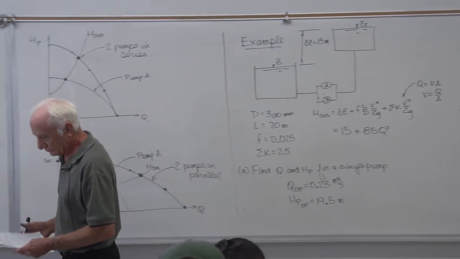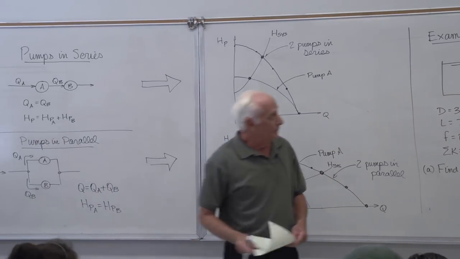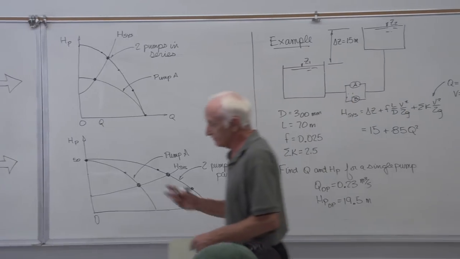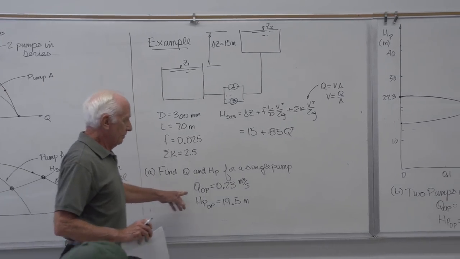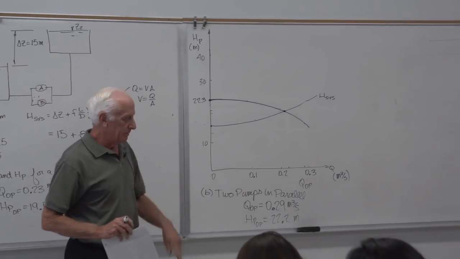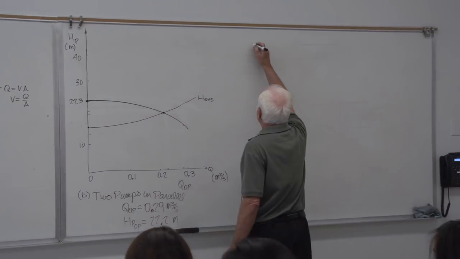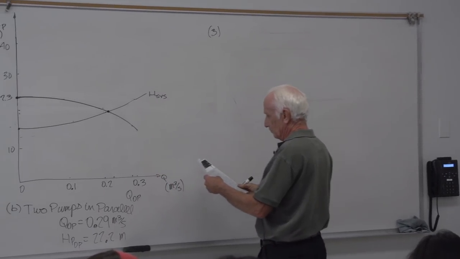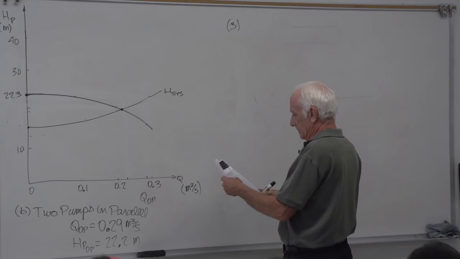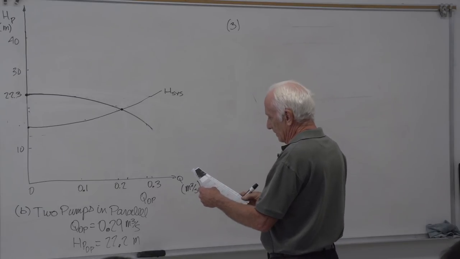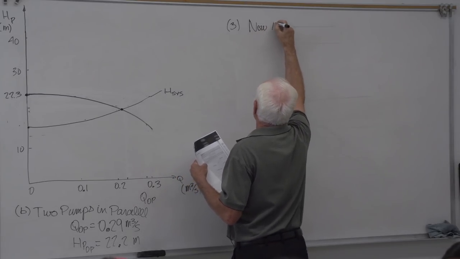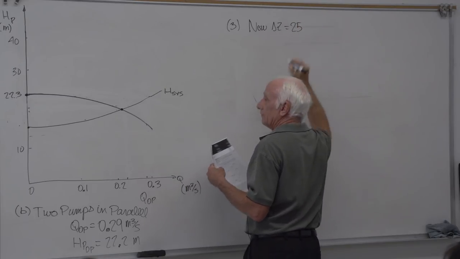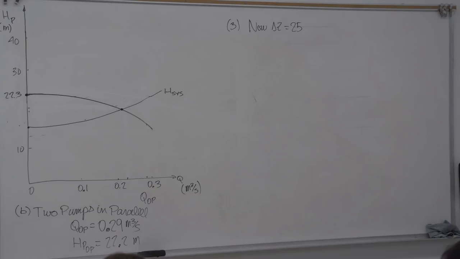Okay, so now let me read the third part. This is a three-part problem. Part one said, put a single pump in there. Got it. Part B said, put two pumps in parallel. Got it. Part three says, now for part C, we have the pump layout, discharge, and head, and delta Z now is 25. So now, delta Z equals 25.